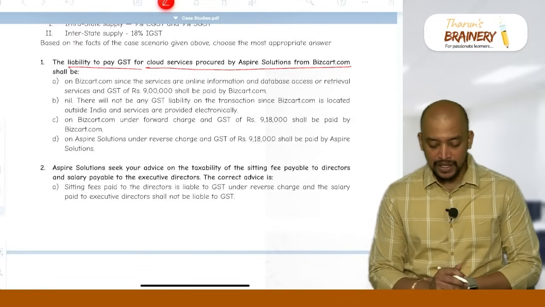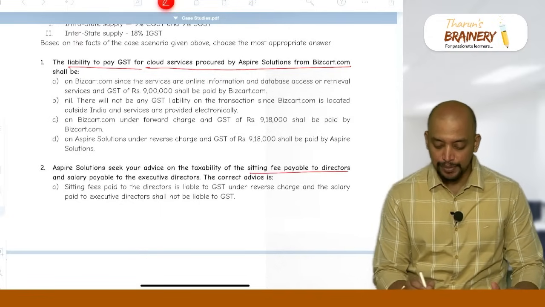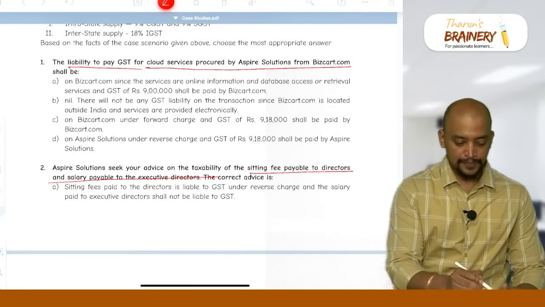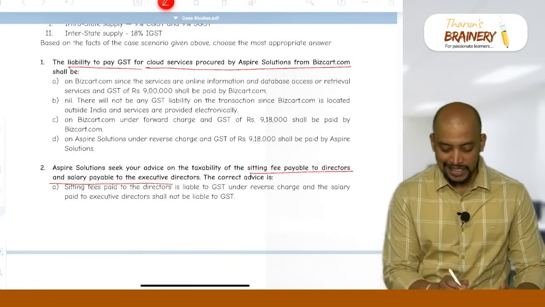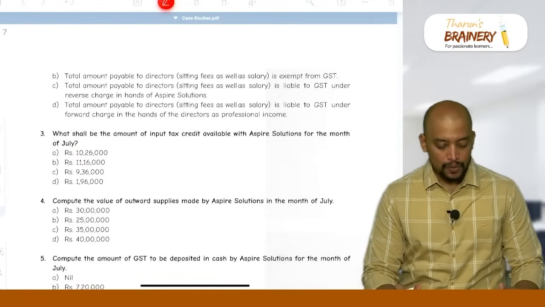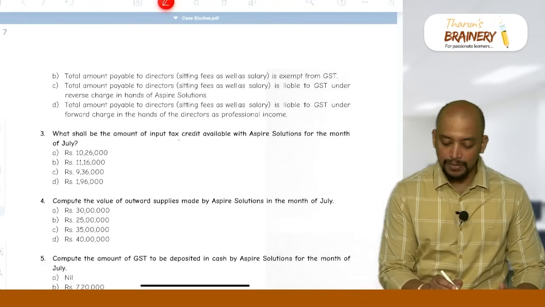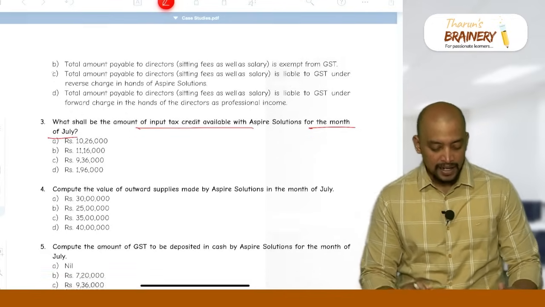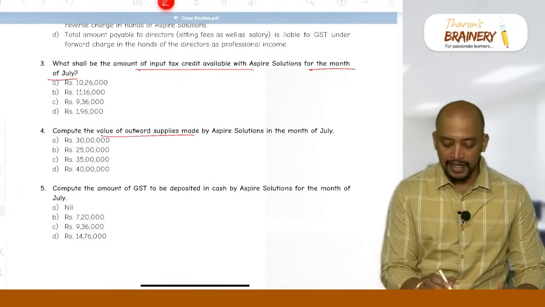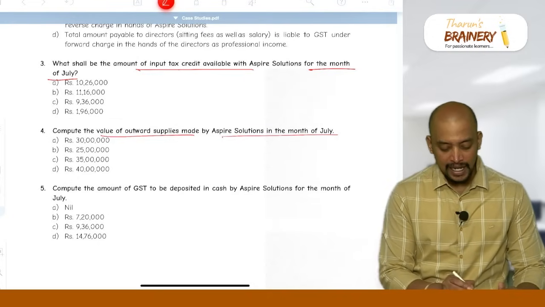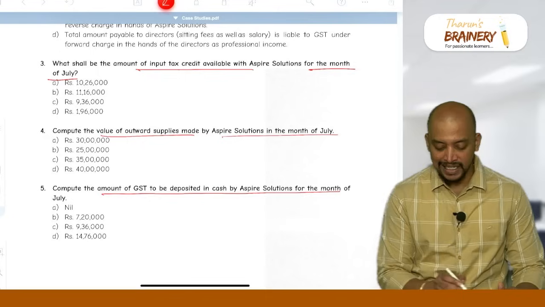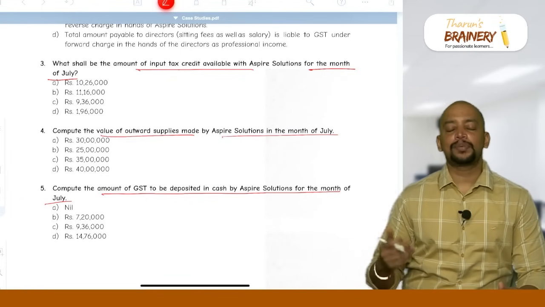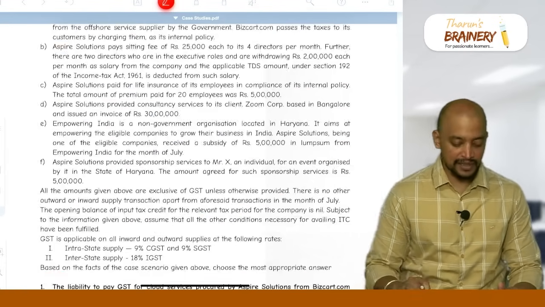Aspire Solutions seeks your advice on the taxability of the sitting fee payable to the directors and salary payable to the executive directors. What shall be the amount of input tax credit available with Aspire Solutions for the month of July? Compute the value of outward supply by Aspire Solutions in the month of July and amount of GST to be deposited in cash by Aspire Solutions. Okay, so we need to analyze again outward supply, inward supply, FCM, RCM and exemption, everything.